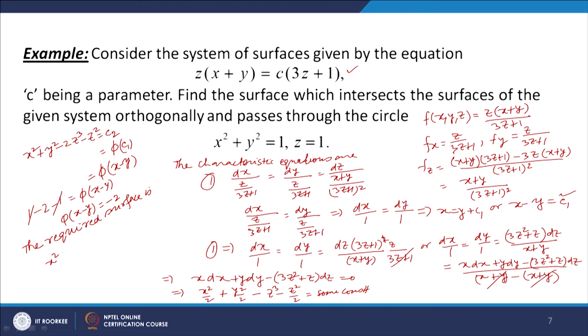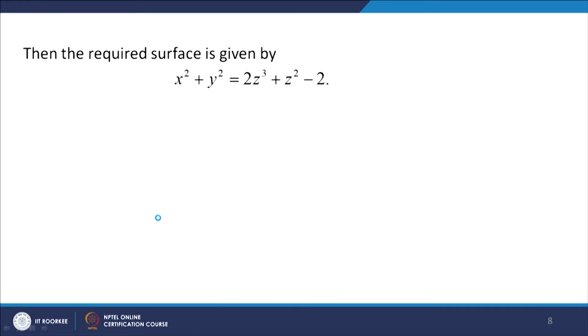x square plus y square minus 2z cube minus z square is equal to minus 2, or x square plus y square equal to 2z cube plus z square minus 2. That is the surface which passes through the circle x square plus y square equal to 1 and the plane z equal to 1 and intersects the given surfaces orthogonally. So that is the answer.